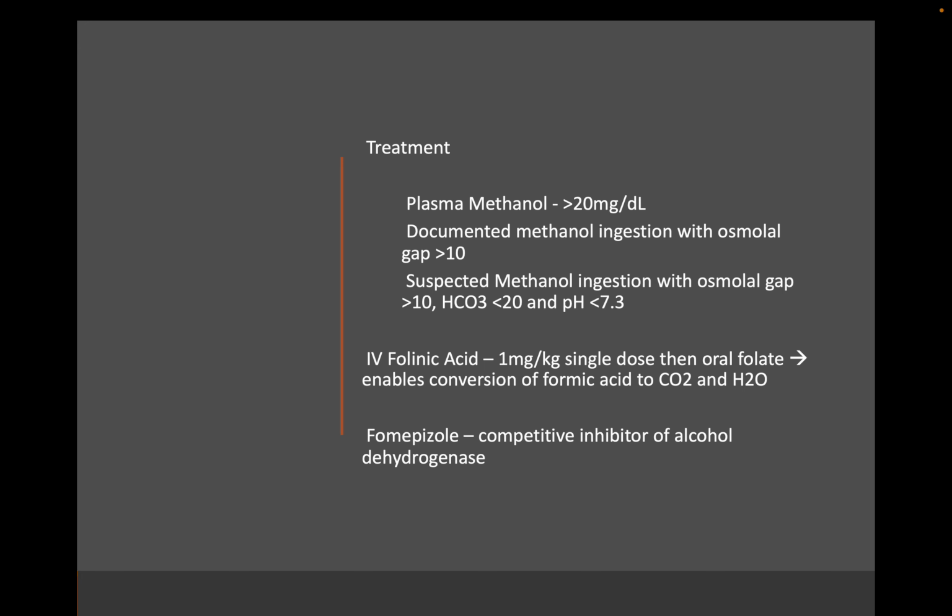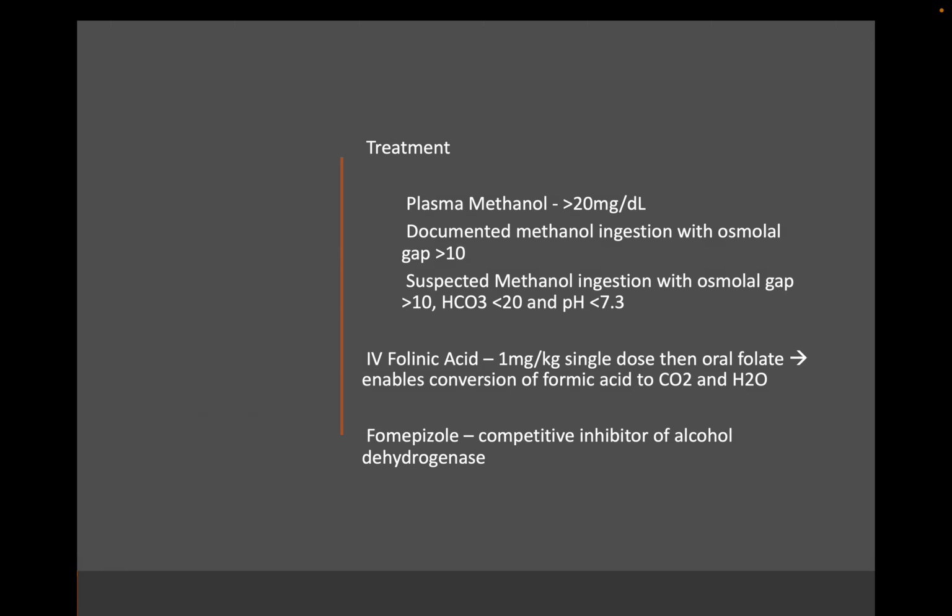we have 3 or 4 treatment options. One is folinic acid we give, then oral folate can be used. It enables the conversion of formic acid, which is a toxic metabolite, to CO2 and H2O. Fomepizole, because formic acid is derived from the alcohol dehydrogenase pathway, can be given, and ethanol can also be given. Ethanol has a higher capacity in binding to alcohol dehydrogenase compared to methanol. So ethanol can also be used if fomepizole is not available. So IV folinic acid, ethanol, or fomepizole can be used.